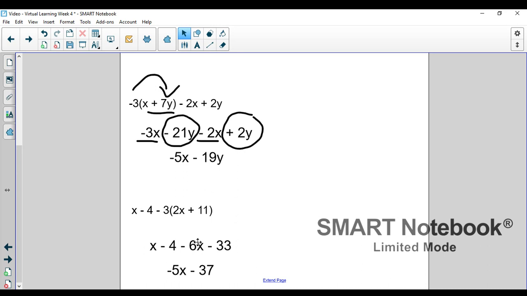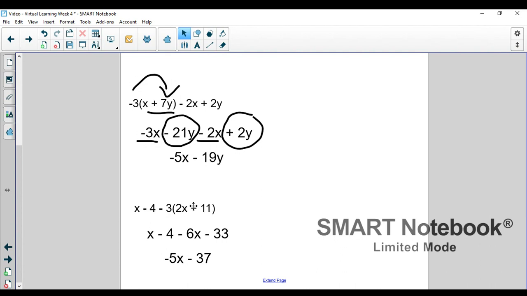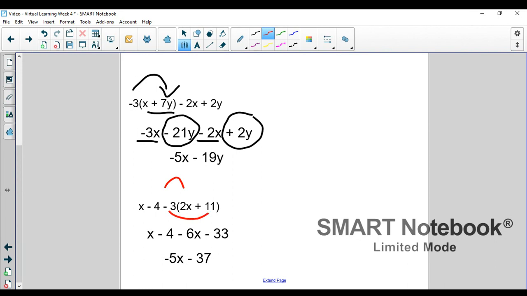And then very last one at the bottom, we have x minus 4 minus 3 times the quantity of 2x plus 11. Just because this x minus 4 is in the front, I'm going to drop that down. But notice I did not drop down the negative sign in front of that 3. That is what I'm actually going to distribute to those parentheses. So -3 times 2x is -6x, and -3 times +11 was -33. From there, I can combine my like terms. I have x minus 6x, that's where I got -5x, and then -4 minus 33 would give me -37.